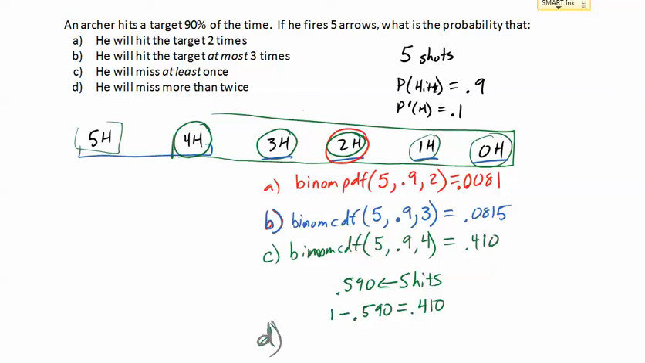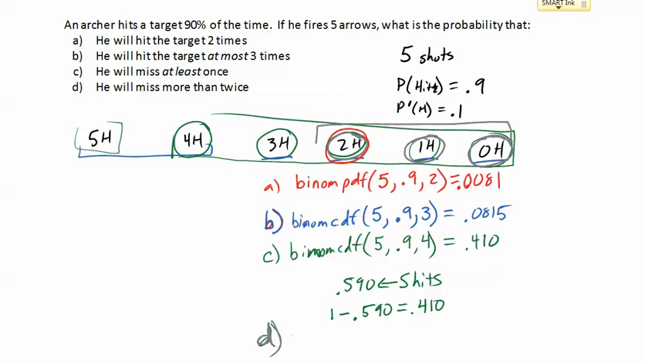He will miss more than twice. So which situations show that he misses more than twice? Well, this shows 5 misses. This shows 4 misses. This shows 3 misses. This shows 2. Is 2 misses more than twice? No. So what I need is these 3.